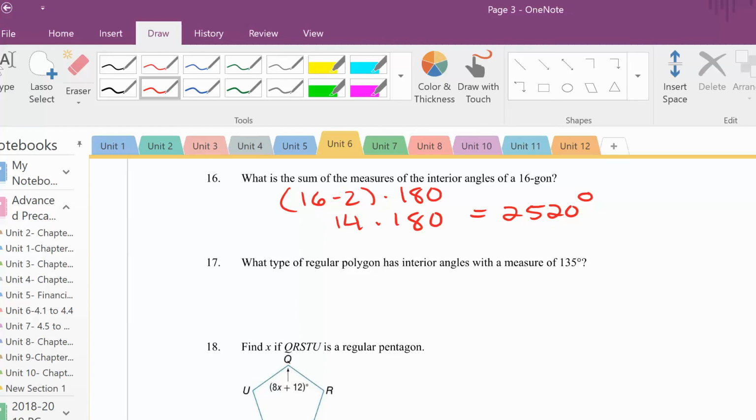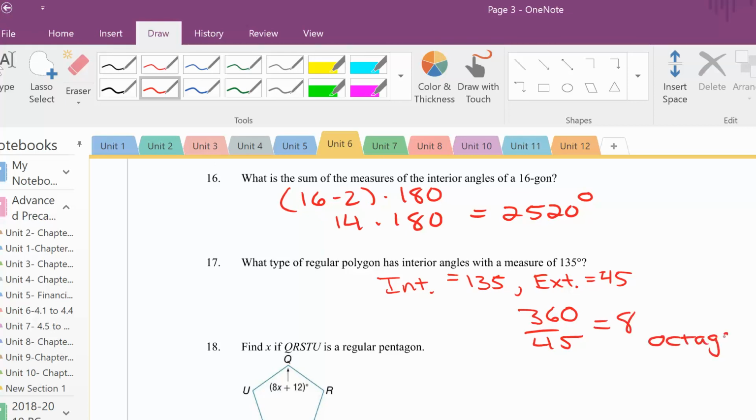What type of regular polygon has interior angles with a measure of 135? Well, if it has interior angles of 135, that means that the exterior is 45. So 360 divided by 45 gives you 8, which means it's an octagon.